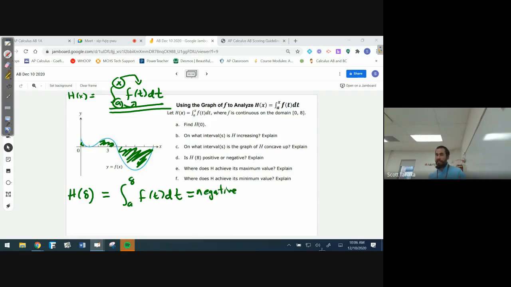0 to 8, that'd be negative. 3 to 8, that'd be negative. 7 to 8, that'd be negative. It doesn't matter what a is. Your area from whatever a is all the way to 8 will always be negative because that negative area is very large. Give me a thumbs up if that's okay. That could have been a very, very difficult question, I think, had we not gone over it.